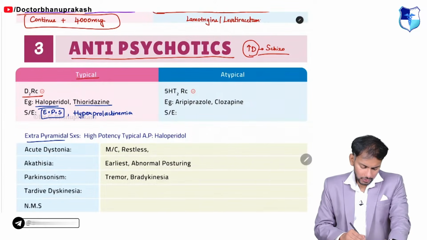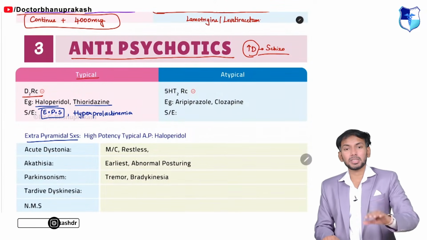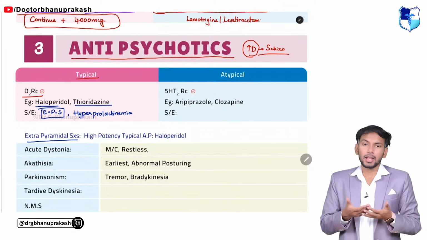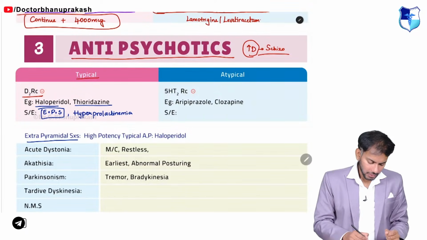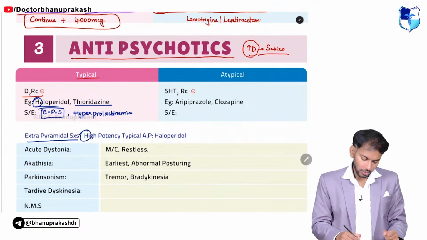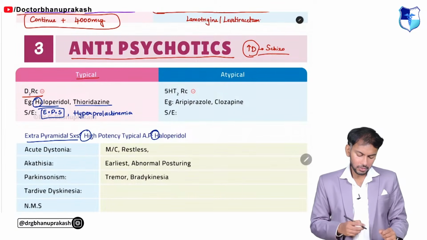We will see what these extrapyramidal symptoms are. These are caused by typical antipsychotics, usually high potency. Remember H for H: it is due to haloperidol. High potency is haloperidol. Yes, please remember this.